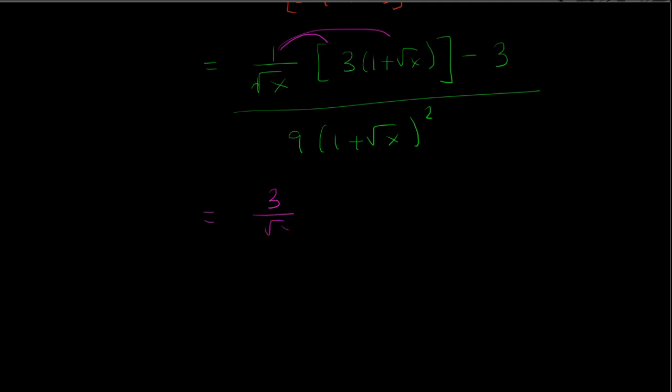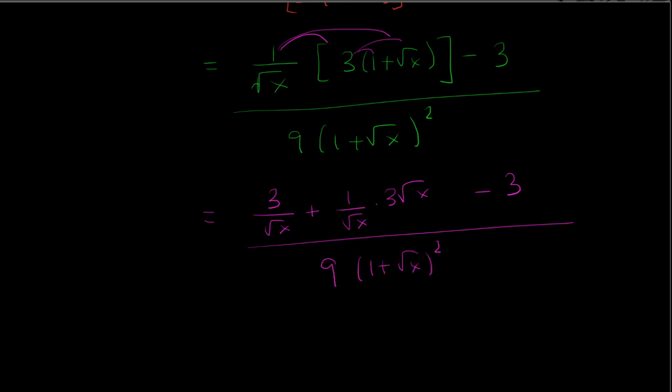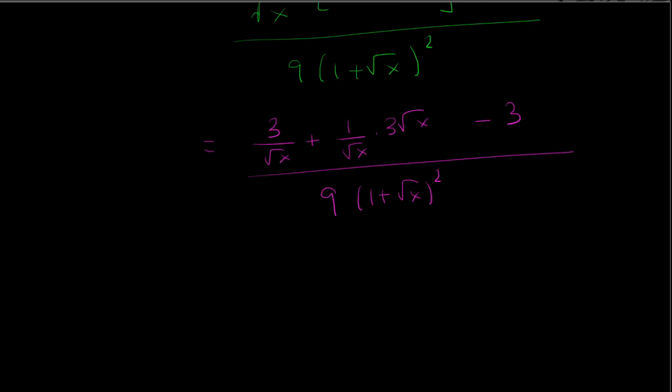So that'd be 3 over square root of x. And then, well, it might be better to distribute this all at once. So that would be plus 1 over square root of x times 3 square root of x minus 3, all over 9 times 1 plus square root of x squared. And we see that the square root of x's are going to cancel here. So I'm left with 3, and then I have a minus 3 here, so that's going to be gone.